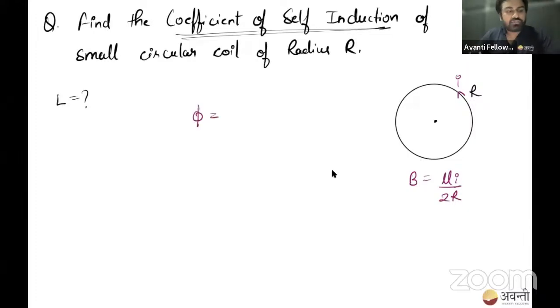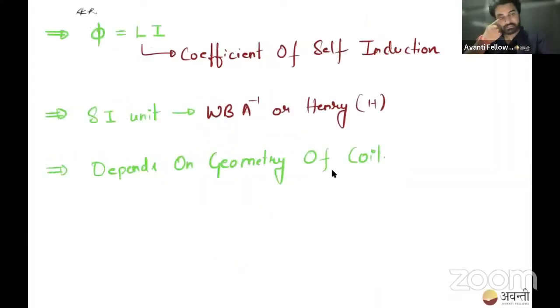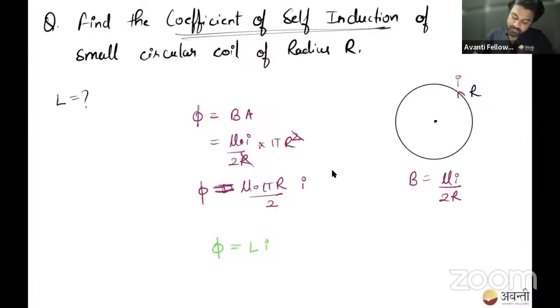Chalo. So if I ask what is the flux? Flux, bachcho, is equal to BA, magnetic field into area. What is the magnetic field? Magnetic field is mu naught I upon 2r, and the area of this coil is pi r square. So one r gets cancelled. So it will be mu naught pi r upon 2 into I. Okay, this is equal to phi. Now, just now we have studied the relation of self-inductance, that is phi is equal to Li. Correct? Just now we studied it in the previous slide. So if I compare from here, this basically is the self-inductance L.